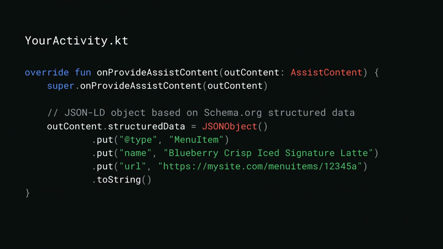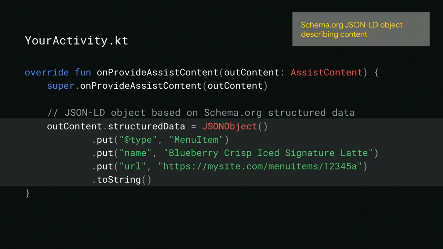To implement this inside a particular activity, override a method called onProvideAssistContent. This takes a single parameter of type AssistContent. And what we ask that you set is in the structured data field of this object, set a special JSON-LD object based on schema.org markup. We have more details of exactly the values you should be setting on our developer website, but as an illustration, here you can see we're setting a schema.org type of MenuItem. And then we're setting the name parameter to Blueberry Crisp Iced Signature Latte, the item that would be showing on the screen at a particular time.